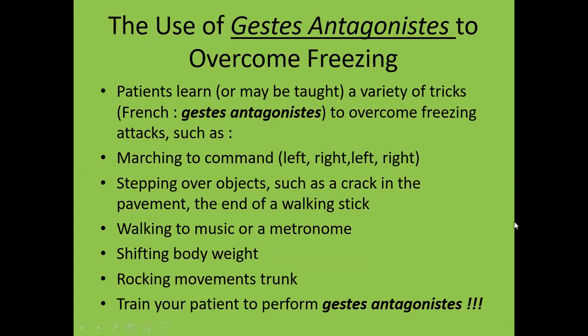On the next slide, freezing mainly affects the antagonistic muscles. Either it will be on the left side or the right side, or on the left and right simultaneously. Walking to music or a metronome, shifting body weight, rocking movements of the trunk, and training your patient to perform antagonistic muscle strengthening are all activities you have to perform. They will help to reduce the symptom of motor block.